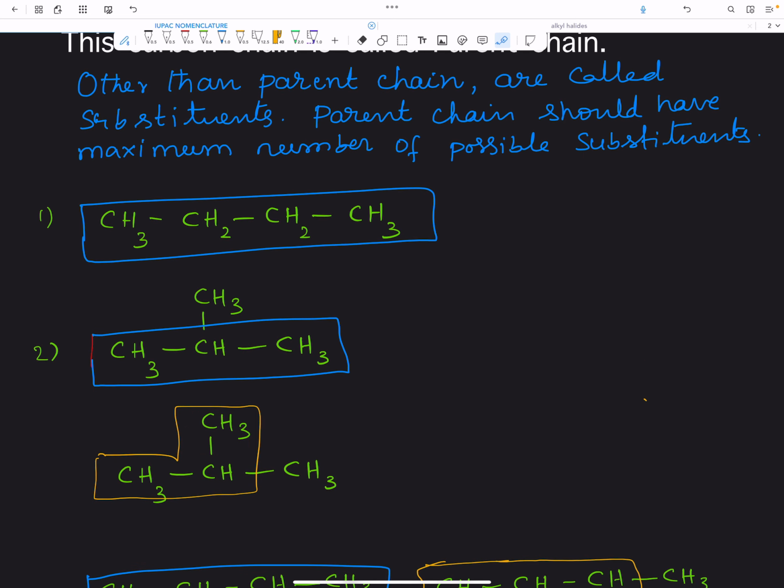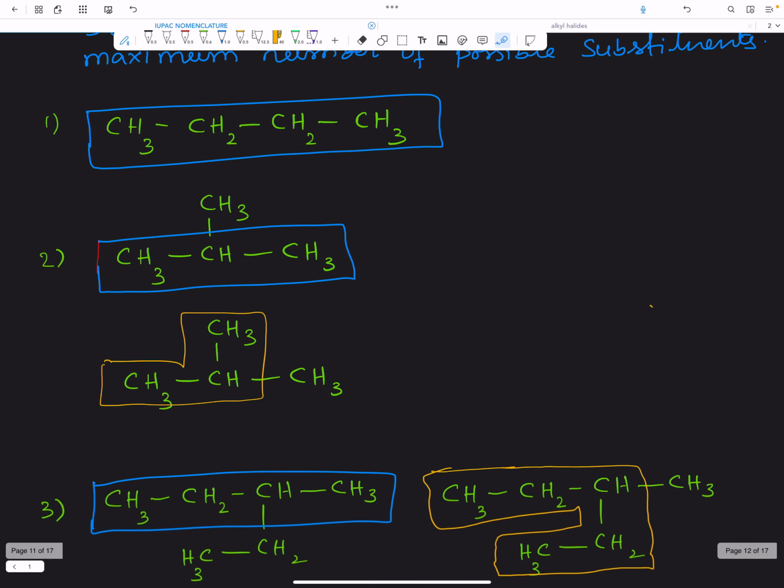In the next example, 1, 2, 3. There are 3 carbons which are continuously connected. So, this could be one parent chain. Now, it is a straight chain. Parent chain need not always be straight.